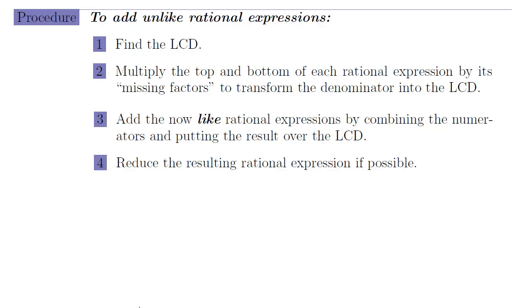Step 2. Change the fractions to have the new denominator. That is, multiply the top and bottom of each rational expression by its missing factors to transform the denominator into the LCD. Step 3. Add the now like rational expressions by combining the numerators and putting the result over the LCD. Step 4. Reduce the resulting rational expression if possible.